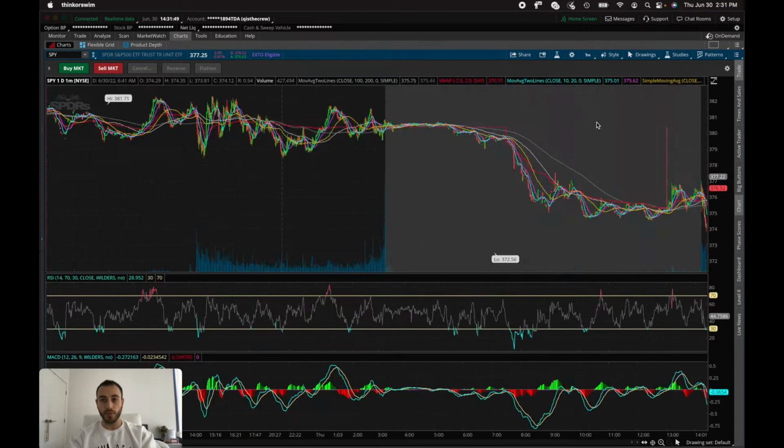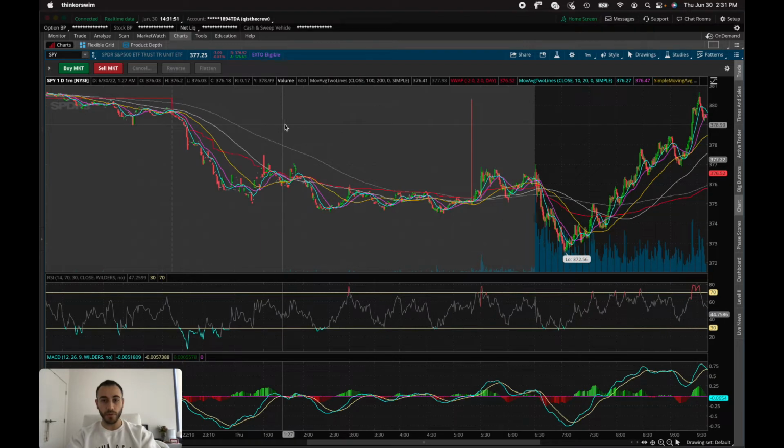But during the morning, we saw that the market came down and broke below the pre-market lows. These were the pre-market lows right here, and it broke below the 374.50 mark. After it broke below that mark, we already knew that the market is getting weaker and weaker because of the fact that it's below its support.